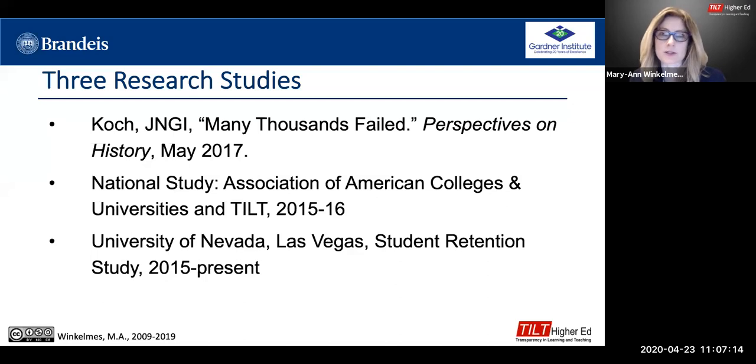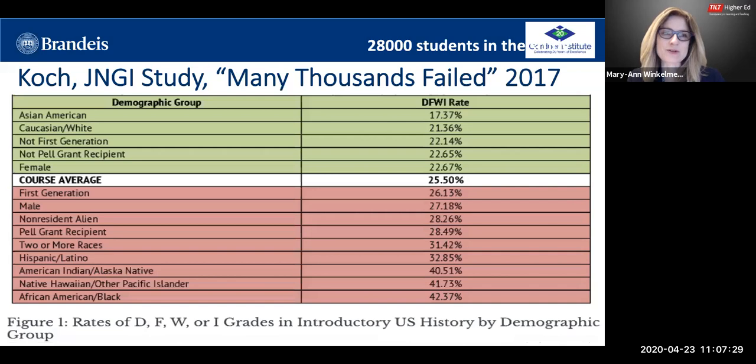I'm going to be looking at three research studies with you today, one by Drew Koch from the Gardner Institute, and two that focus specifically on TILT, transparency in learning and teaching work. The first study that Drew did for the Gardner Institute is called Many Thousands Failed. And this one looks at about 28,000 history students in introductory level history courses around the country. And it looked at the rates at which students received a D grade or an F grade, a withdrawal grade, that's a W grade, or an I, incomplete grade.